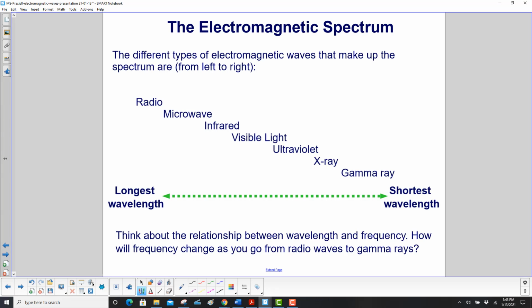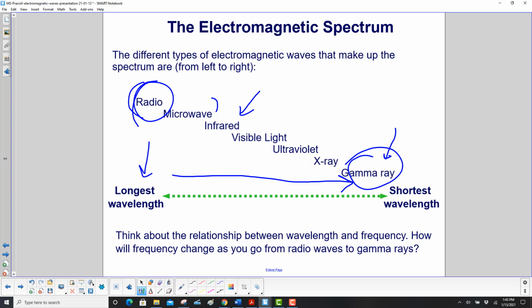Looking at the spectrum another way, we're going to show the different types of electromagnetic waves from left to right. So radio, microwave, infrared, all the way down to gamma ray. That's in order of longest wavelength to the left over to shortest wavelength on the right. Think about the relationship between wavelength and frequency. How will frequency change as you go from radio waves to gamma rays? And we'll save that for the next slide.